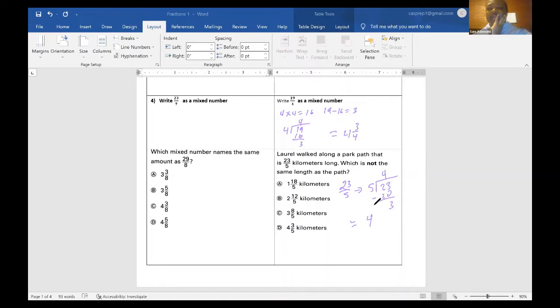So when you rewrite that, Madison, what do you end up with as your mixed number? Your mixed number would be 4 and 3 over 5. 4 3/5. Okay, perfect. So based on that, our solution would be D. Yeah. All right. Okay, great.